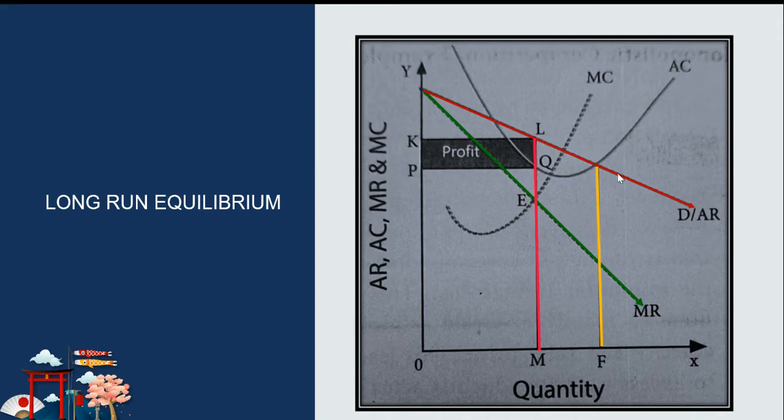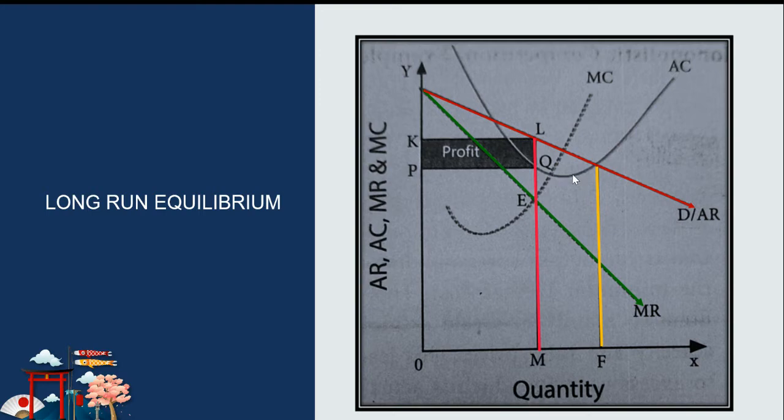So AR is a flatter curve. Then we have the MR curve. AR, MR, AC and MC. If you want, you can put even L here, long run average cost curve and long run marginal cost curve. So on the x-axis, you have the quantity. On the y-axis, you have AR, AC, MR and MC. Then you draw the AR curve, the MR curve. The AC is the U-shaped curve and the MC curve cuts the AC curve from below at AC's minimum point.